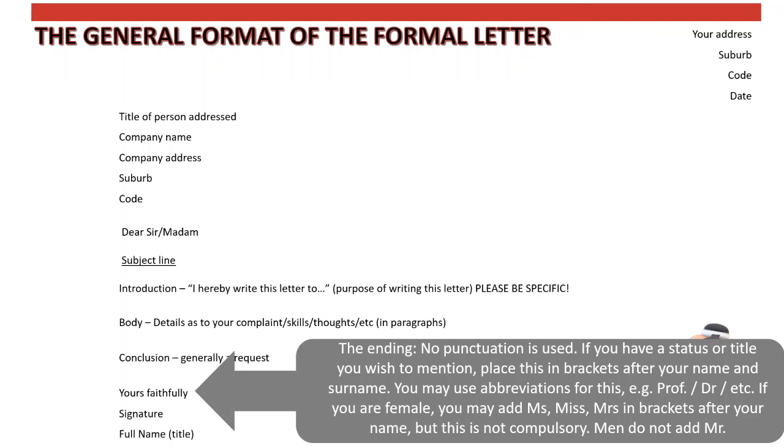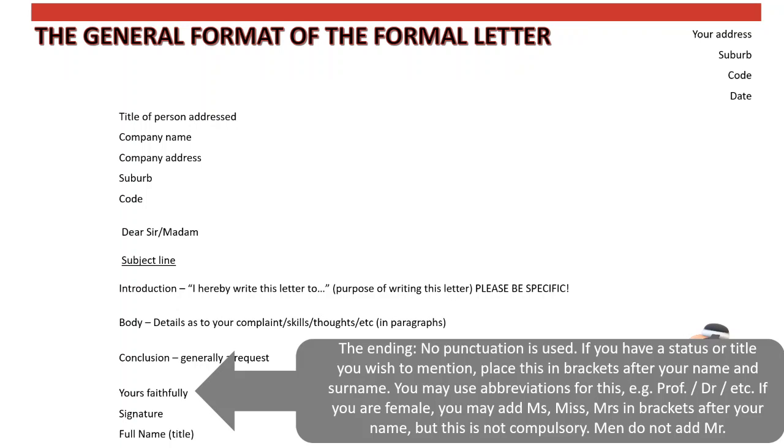For a formal letter, you end with your signature followed by your name and surname. In other words, at the end of your letter, your final paragraph, you leave a line open. Then you write yours faithfully, leave about 2 lines open, sign with your signature, and underneath that, you write your name and your surname, or initials and surname.